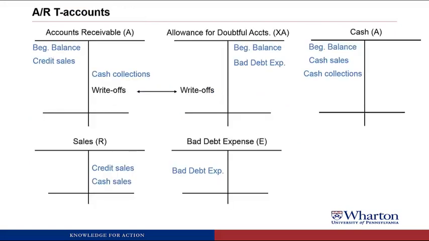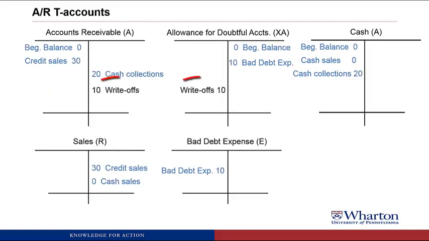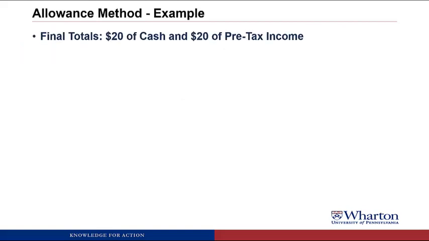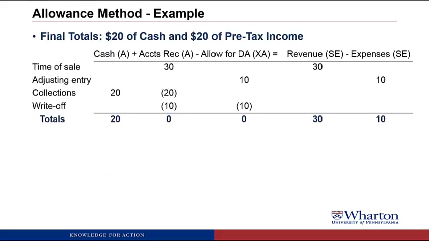In the T accounts, write-offs, you can see, reduce accounts receivable, reduce the allowance. So we would post 10 for each of those. Now, if we look at the final totals, we've overall received $20 of cash and recorded $20 of pre-tax income. The accounts receivable has been zeroed out because of the 30 that we originally booked when we made sales. We collected 20 in cash, and then we wrote off 10 as uncollectible.